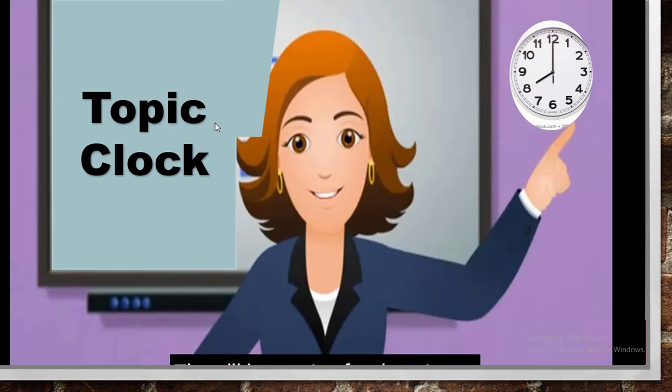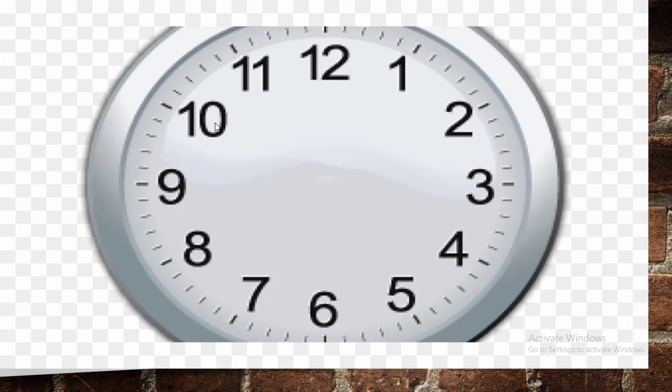Okay, little angels, tell me, what is this? This is a clock. It tells us about time. The flat surface is called the face. The numbers 1 to 12 appear on the clock face.